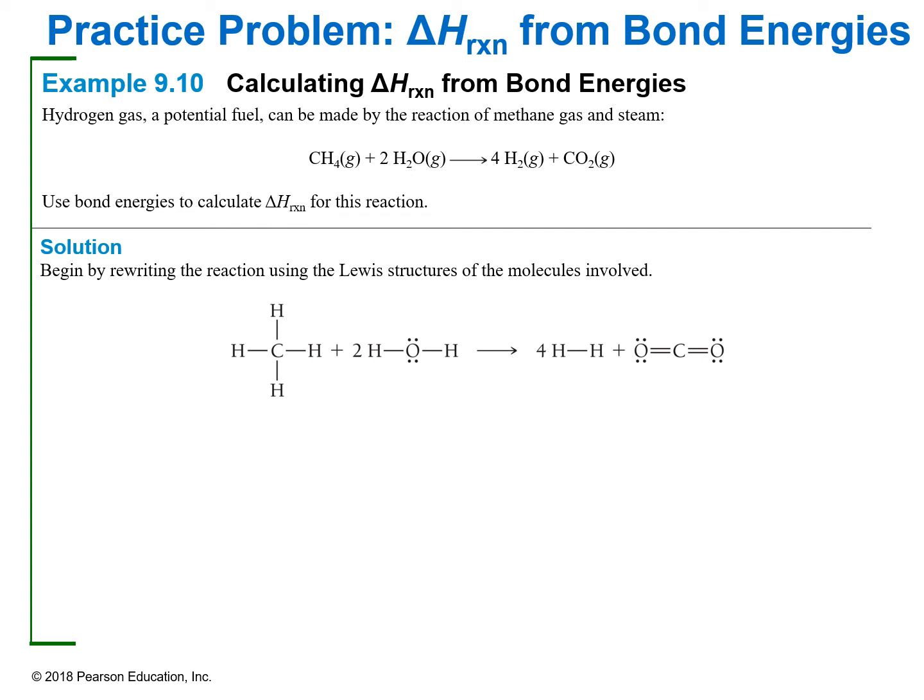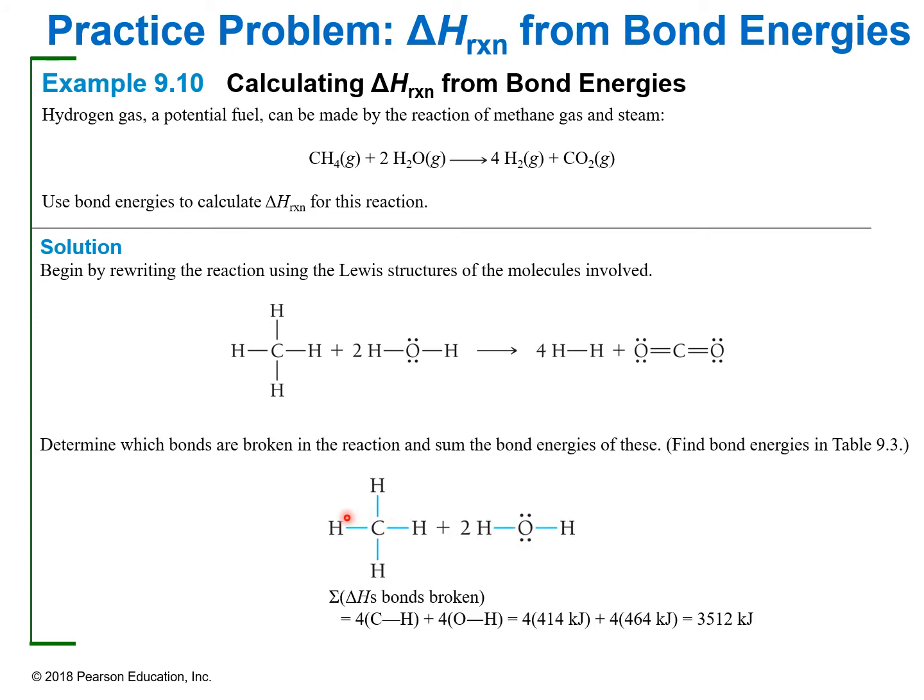So we've drawn out the structural formulas so that we can see that we have a carbon-hydrogen bond here, that's one, and then a second one here, a third one, and a fourth one. And because we have two of these, we're actually going to have 4 hydrogen-oxygen bonds, because there's one here and another one here, that's 2, and then we multiply it by 2. And we're going to have 4 of these hydrogen-hydrogen bonds, and then we've got 2 carbon-oxygen double bonds.